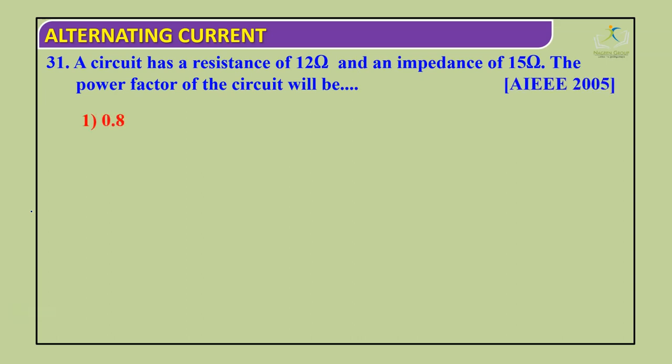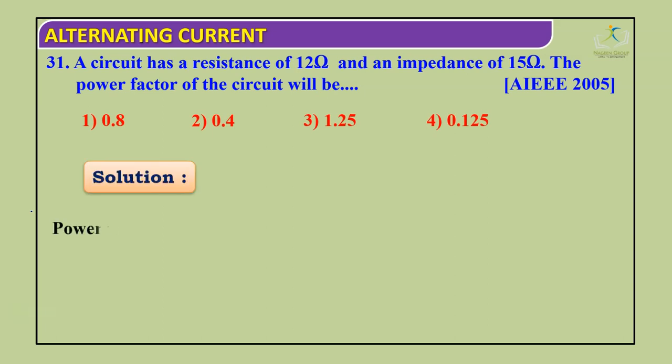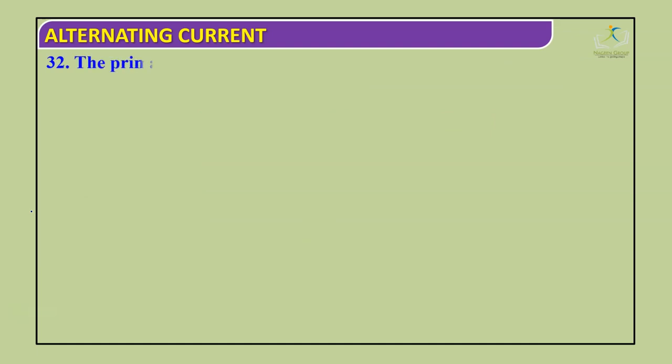Next question: a circuit has a resistance of 12 ohm and impedance of 15 ohm. The power factor in the circuit will be 0.8, 0.4, 1.25, 0.125. The answer with the solution: power factor is equal to cos phi, which is equal to R by Z, which is 12 by 15, that is 0.8.